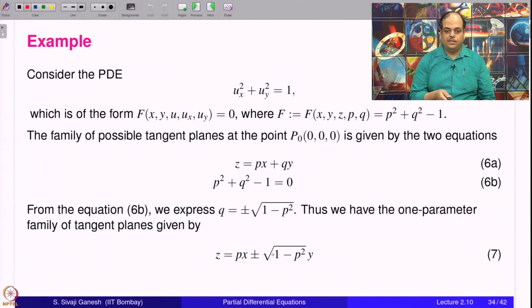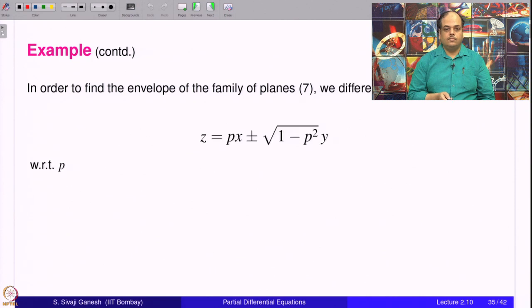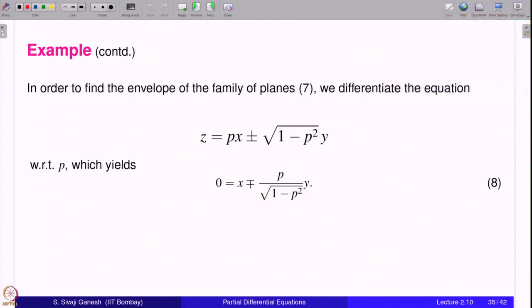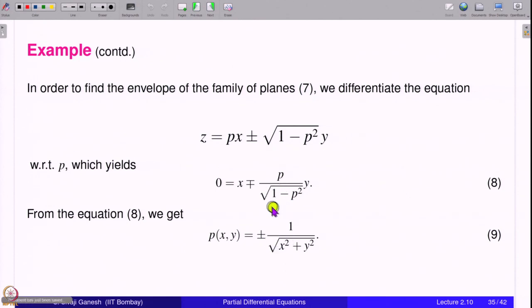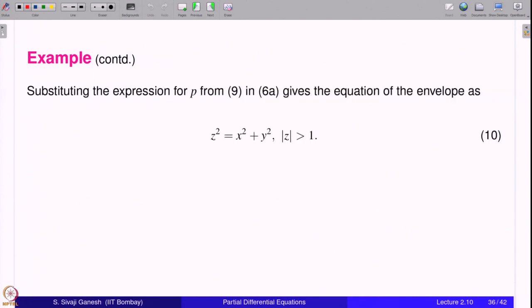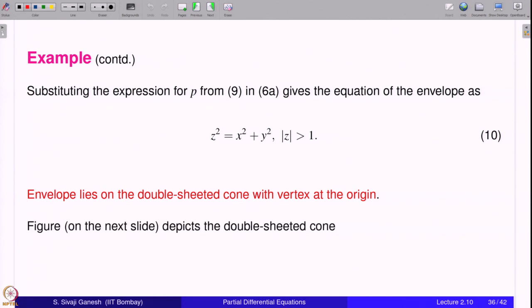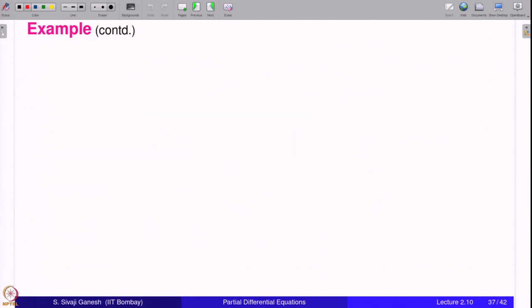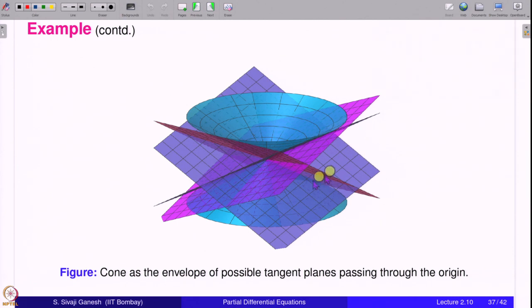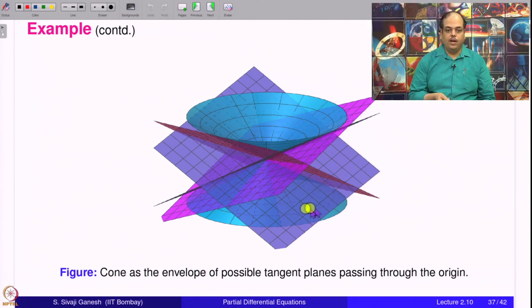I go back and substitute for q in terms of p. Now, I will find the envelope of this. We need to differentiate this with respect to p. That will give us this relation, and expressing p as a function of x and y, we get this. Now, go back and substitute in this equation, that will be the envelope. The envelope is z square equal to x square plus y square, mod z bigger than 1. So, the envelope lies on the double sheeted cone with the vertex at the origin. The figure is there in the next picture. And a few members of the family of possible tangent planes are also there. These are various planes, and their envelope is this blue colored cone.